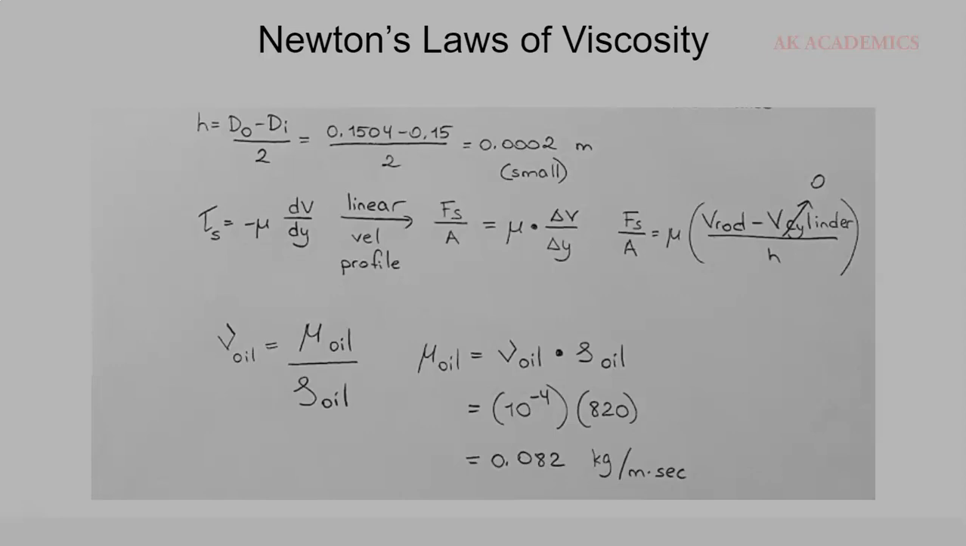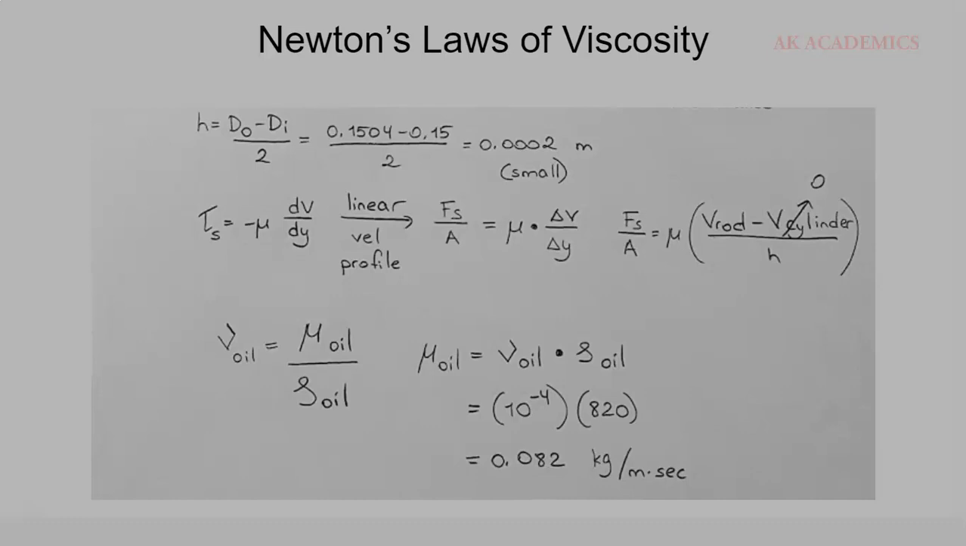So our h is equal to D naught minus Di over 2. That gives us 0.0002 meters. That is small, way small. That's about 2 times 10 raised to the power minus 4 meters. So this tells us that we are dealing with a linear velocity profile.